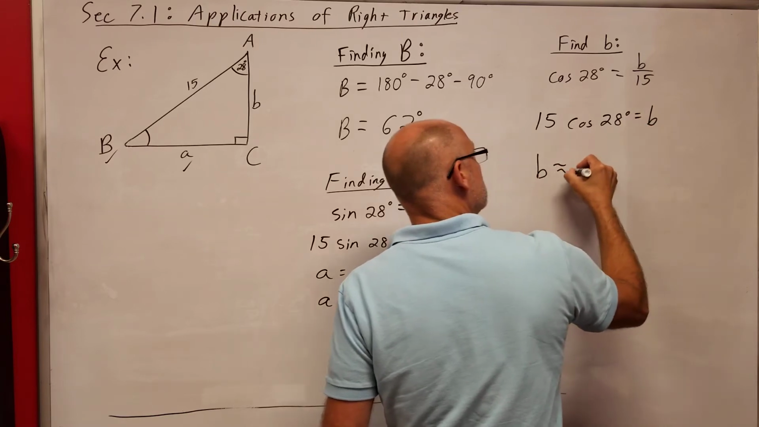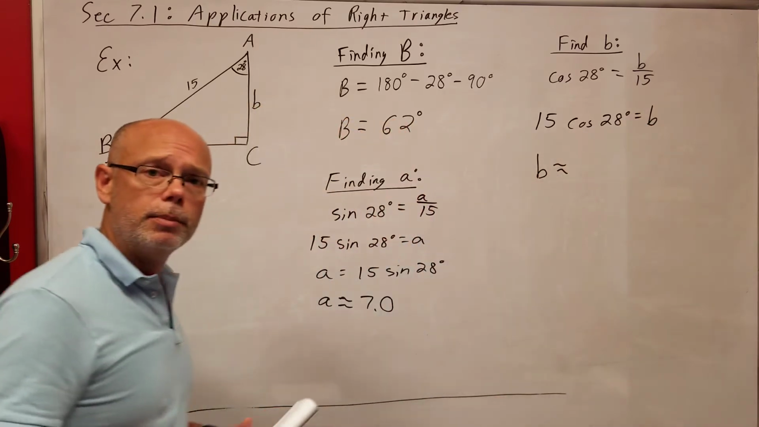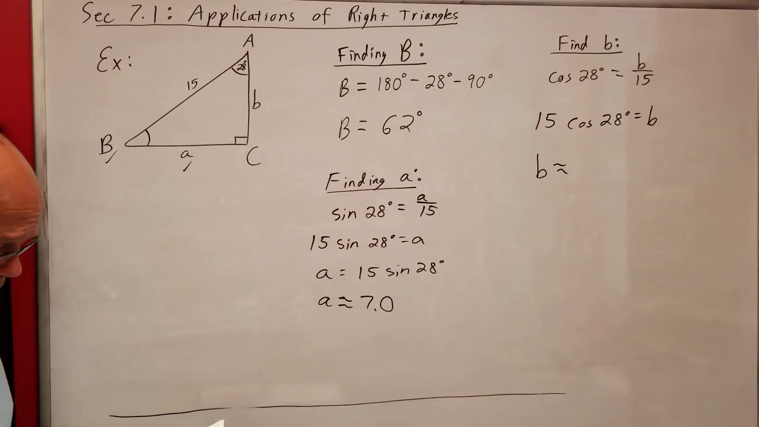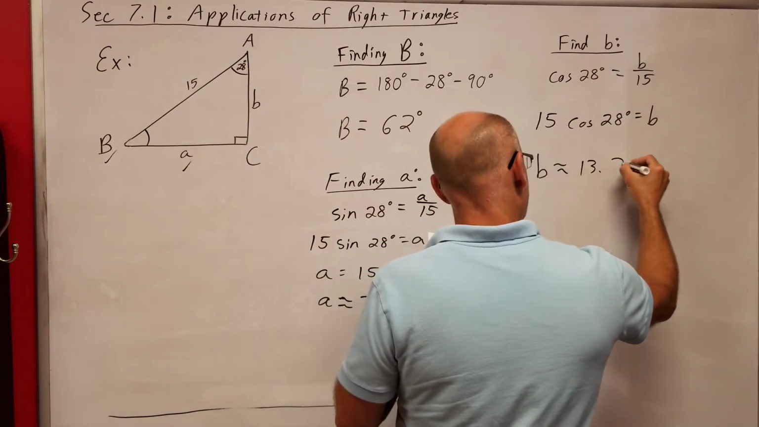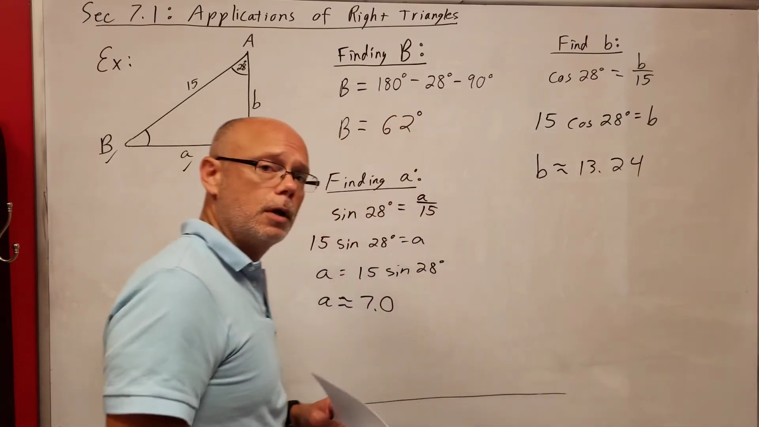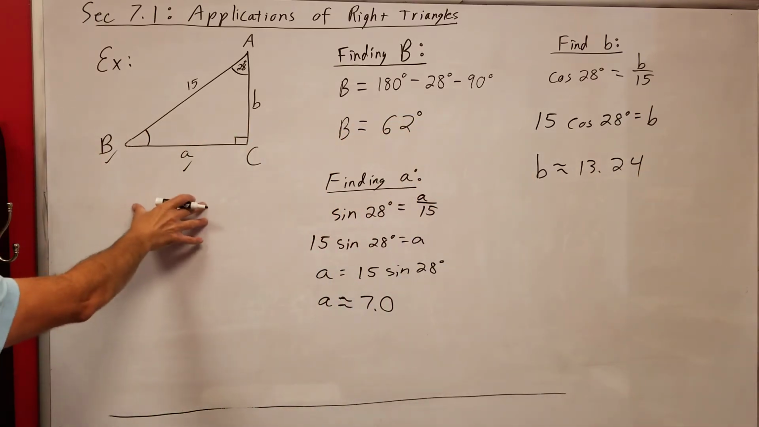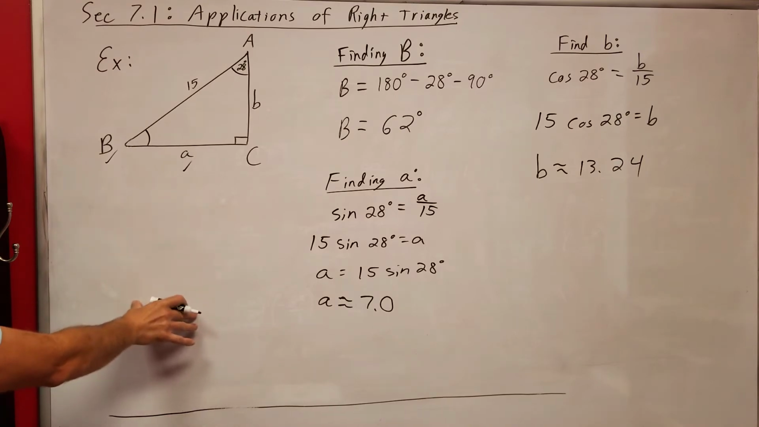And if you put this in your calculator, you should be now in degree mode, you should get something like about 13.24. All right, so I'm going to list everything as far as my answer goes right here, okay?